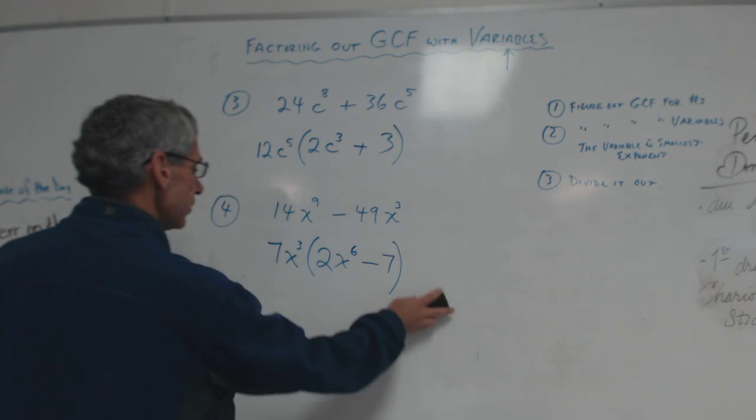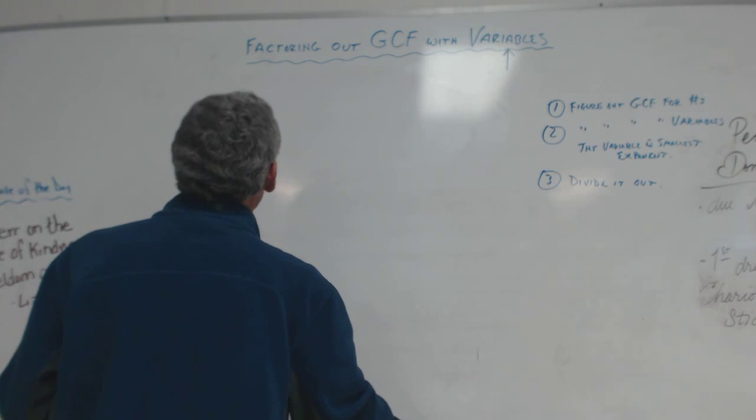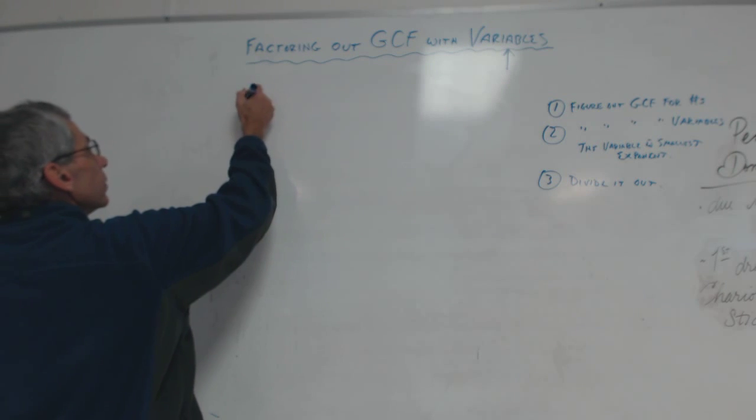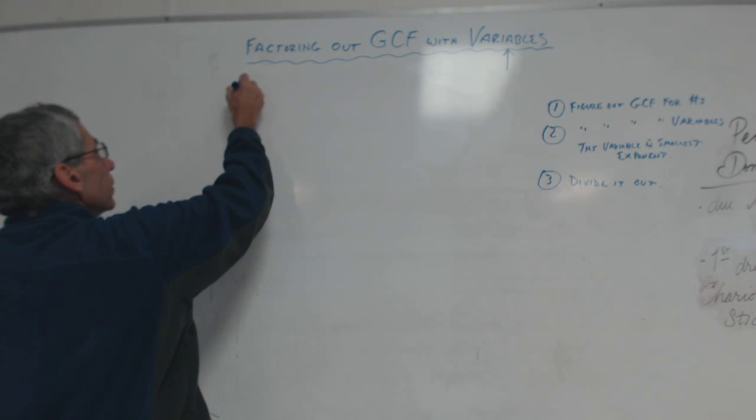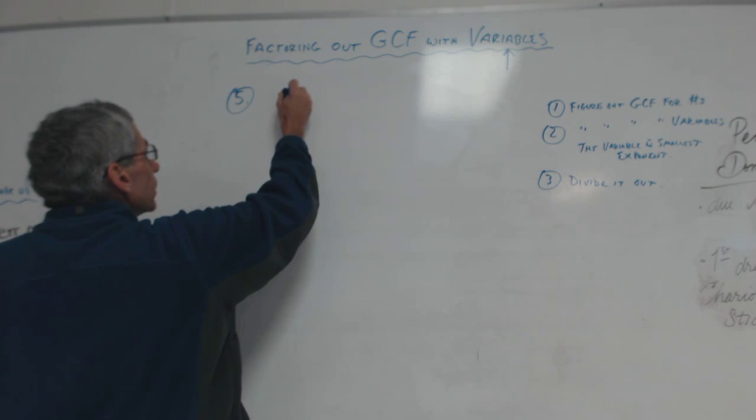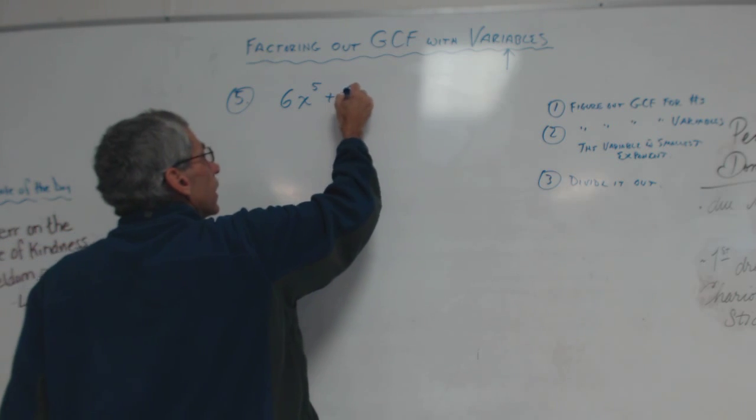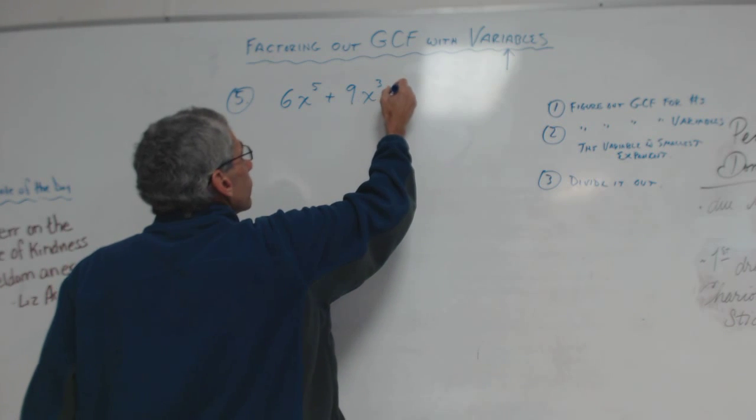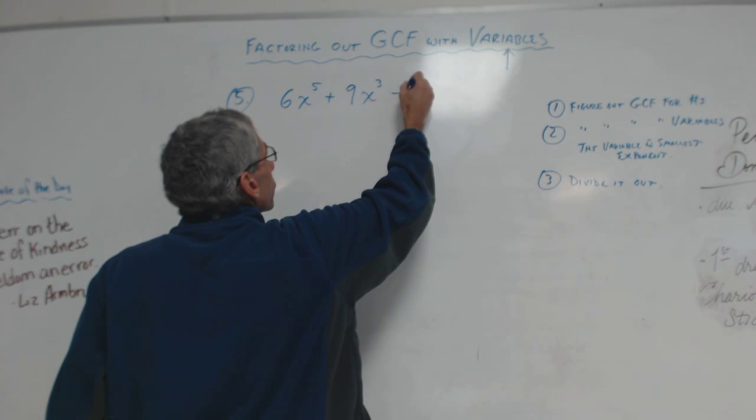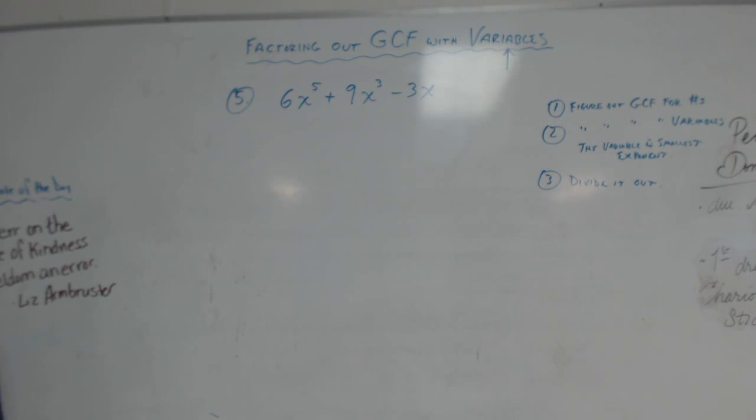Now, the last 2 problems on the homework look scary, but they're not. There's an extra number. So if I had 6x to the 5th plus 9x to the 3rd minus 3x, I've got 3 terms. So I have to have a greatest common factor that goes through all of them.